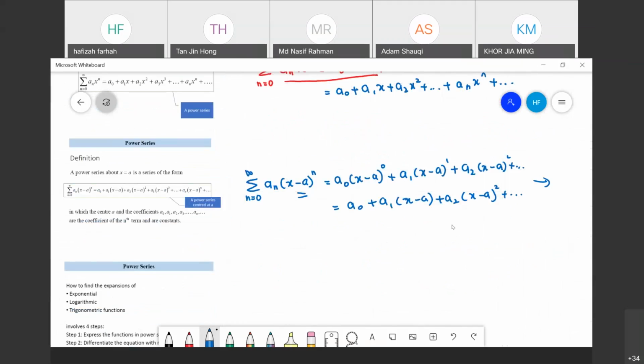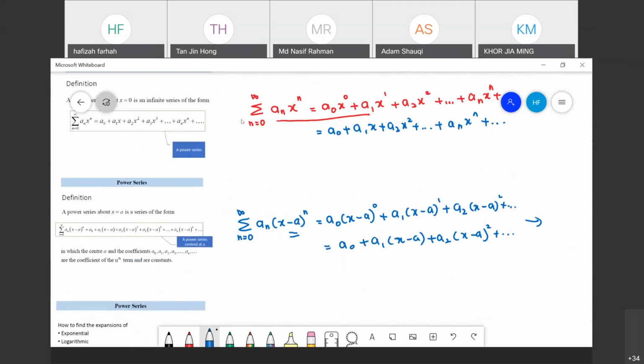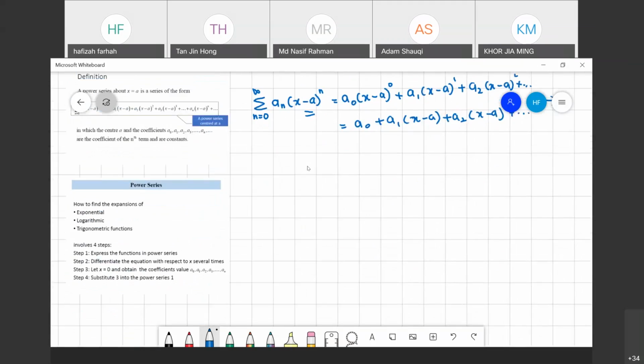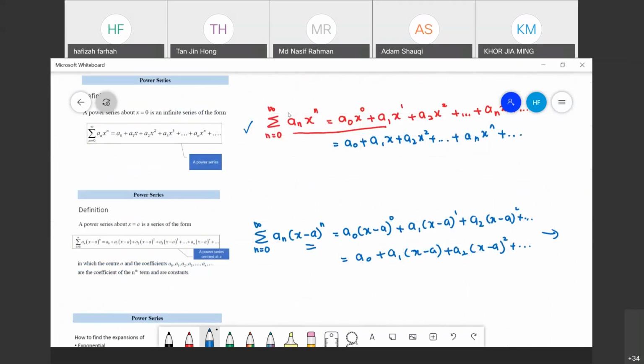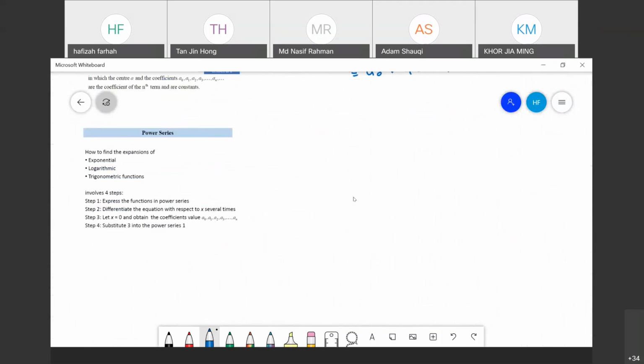So for this expansion of the three functions, we will focus on using the power series centered at x equals 0. Okay, so now what you need to remember is this power series. I think you can simply remember this, then you expand this into this form. Now what we want to do is find the expansions of these three functions. The first one, we focus on the exponential, and then log followed by trigonometric.